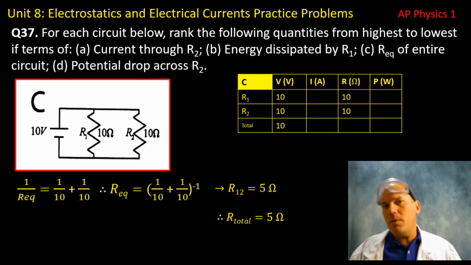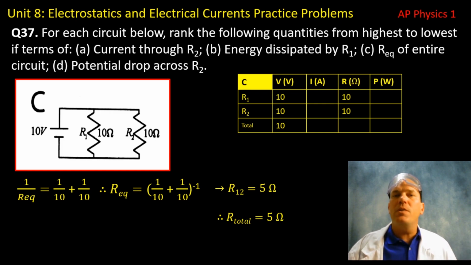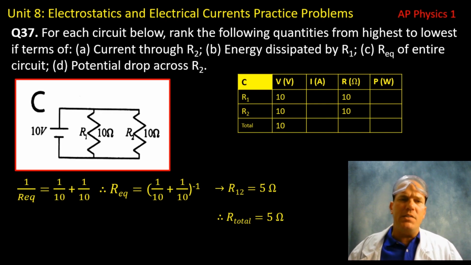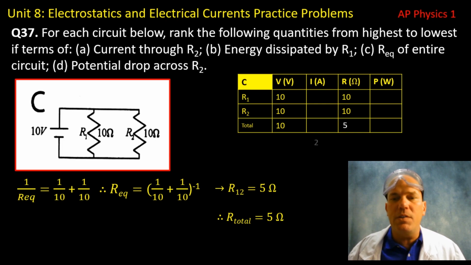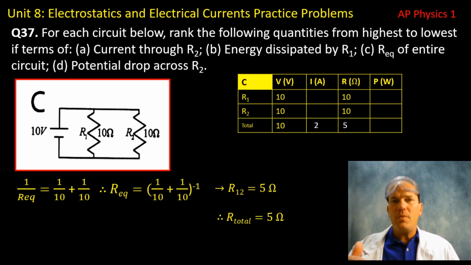Note the use of subscripts 1, 2 to denote resistors 1 and 2. Even though those are the only resistors in this particular circuit, it's important to be consistent with that for more complex problems. If the equivalent resistance of R1 and R2 is 5 ohms, then the entire resistance of the circuit is also 5 ohms. And now we can use the fact that we know total voltage and total resistance to calculate total current as 2 amps. That's Ohm's law. 10 divided by 5 is 2.